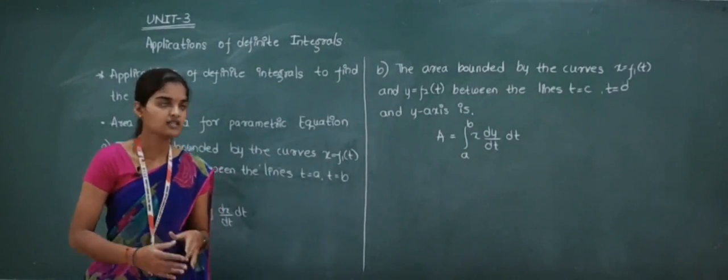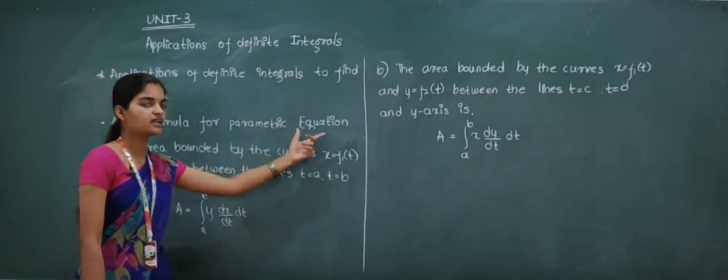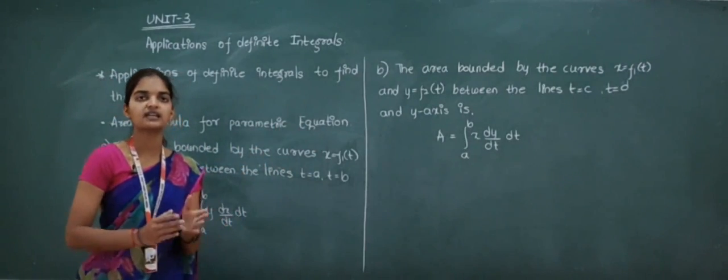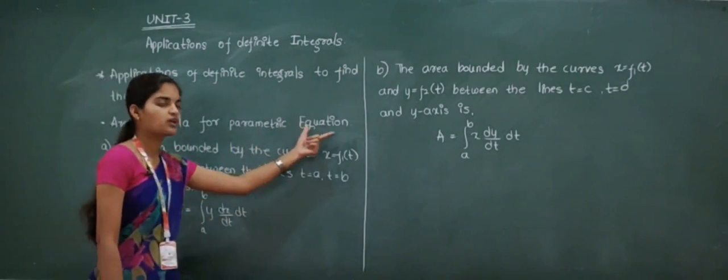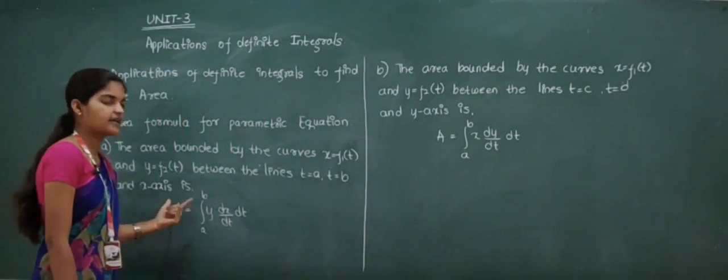The next is the area formula for the parametric equation. First we have taken the area formula for Cartesian equations. Now let us see for the parametric equations what the area formulas are.